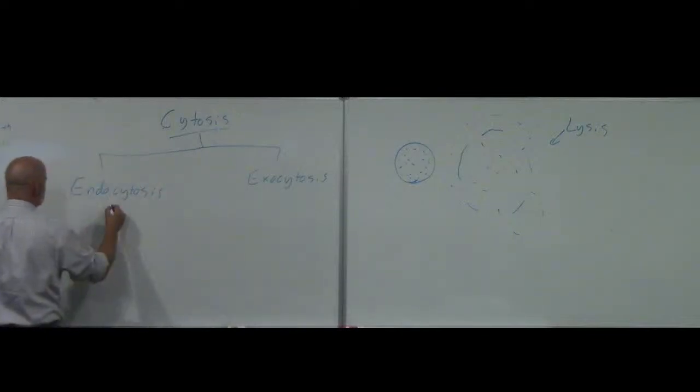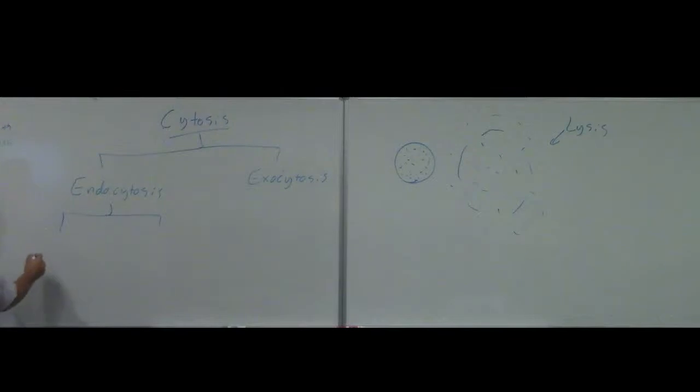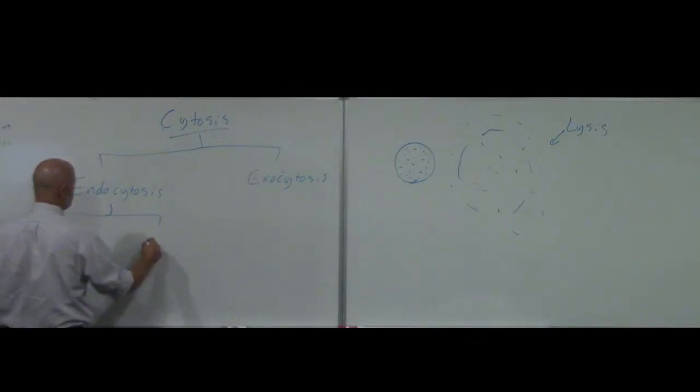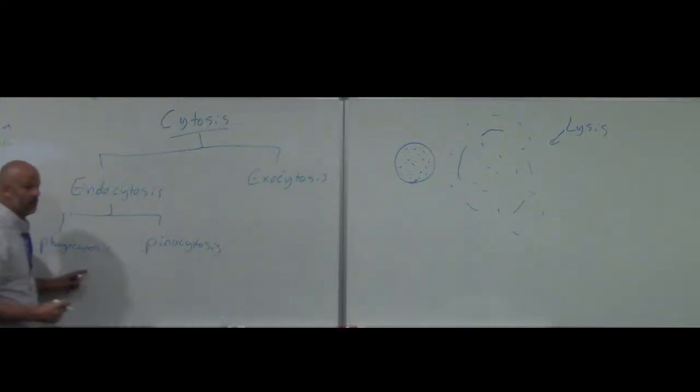Under endocytosis, I'm looking at two types. One is phagocytosis, and the other one is pinocytosis. What does pinocytosis mean? Cellular drinking. Cellular drinking, and phagocytosis is cellular eating, right? Okay, that's a good chart to be able to remember, by the way, just to help organize our thoughts.